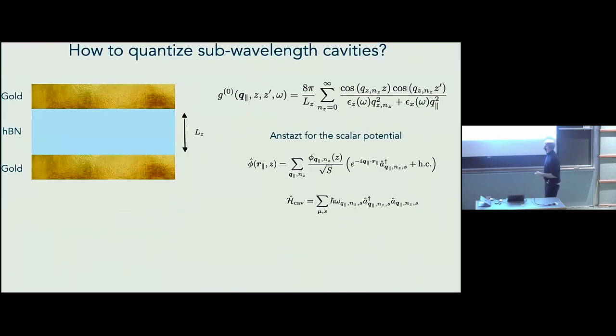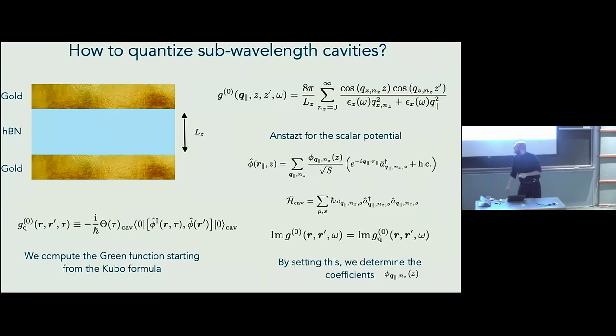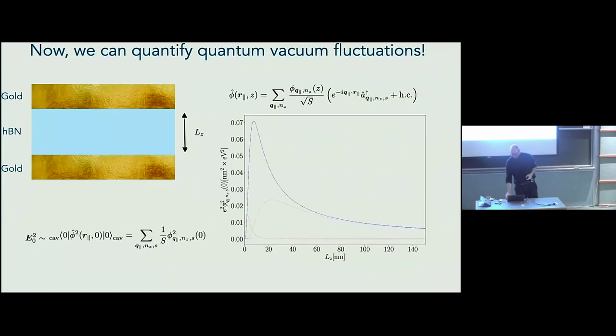And actually, we can quantize this cavity in order to quantify the vacuum fluctuation. And how we quantize it, we do an ansatz for the scalar potential. We say that the Hamiltonian is in the following form, so it's just a bunch of harmonic oscillators. At the end, everything is just linear. And once you compute the Green function with the quantum formalism, so using the Kubo formula, you can compare it with the one that is found by solving the Poisson equation, and by setting these two equal, we can determine the coefficient. So actually, you can calculate the vacuum fluctuation of this cavity.